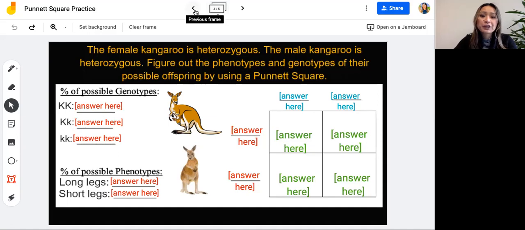But remember, when you're figuring out the percent of possible genotypes, say for example, you have 1 out of 4 boxes, right? For the genotype, that would be 25%. 2 out of 4 is the same thing as 1/2. That would be 50%. 3 out of 4, 75%, right? 4 out of 4, obviously 100%. And so just remember that. For percent of possible phenotypes, you're looking at, again, how many boxes out of 4 are showing either long legs or short legs for this.